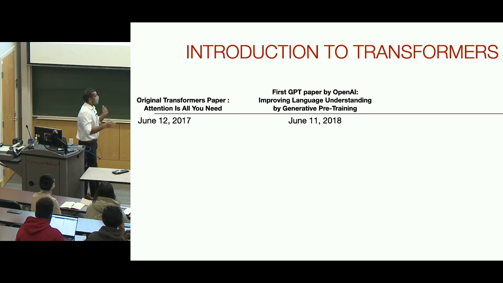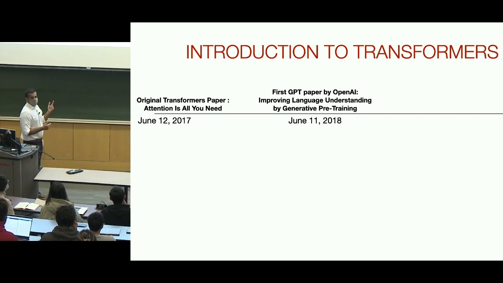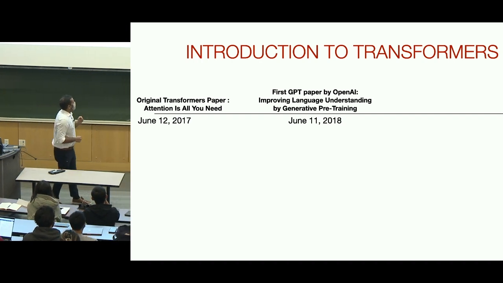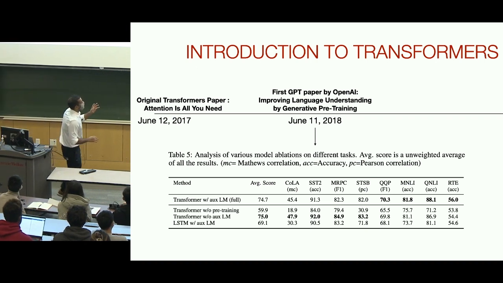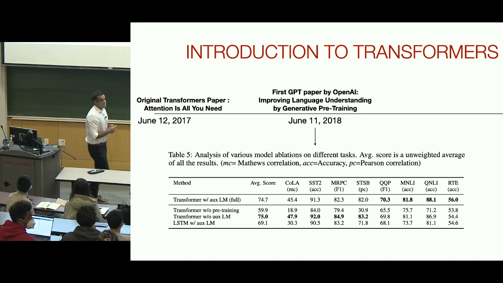Then the second landmark paper in transformers was the GPT paper. Have you guys heard of GPT? So it came out a year after that, and it did some really cool things. The GPT architecture is based on transformers and was really able to push the state of the art there.